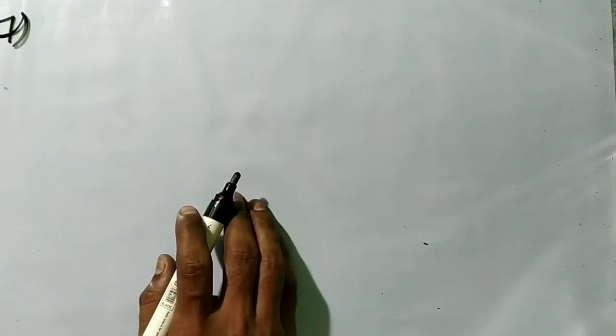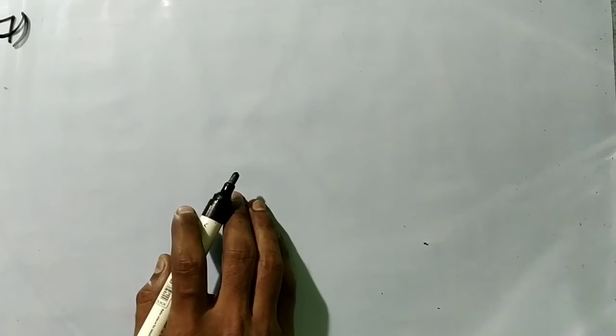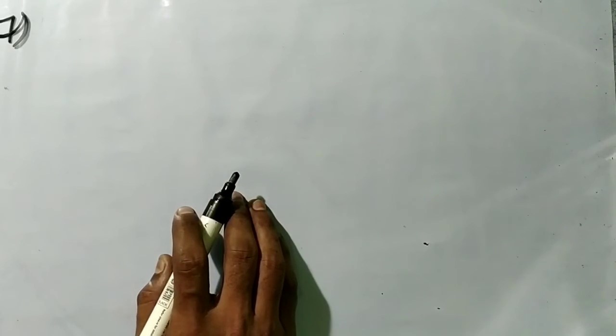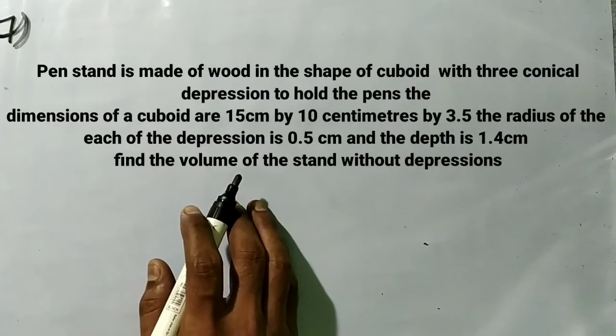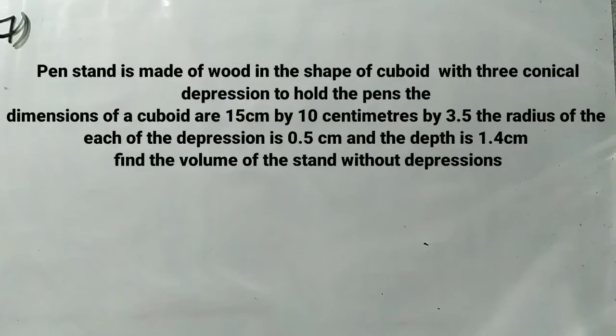This is the seventh one. For the seventh one I will give a hint, you can do this. A pen stand is made up of wood in the shape of a cuboid with 3 conical depressions to hold the pens. The dimensions of the cuboid are 15 centimeters by 10 centimeters by 3.5 centimeters. The radius of each depression is 0.5 centimeters and the depth is 1.4 centimeters. Find the volume of the wood in the entire stand.